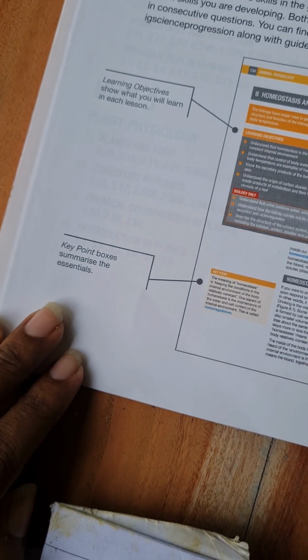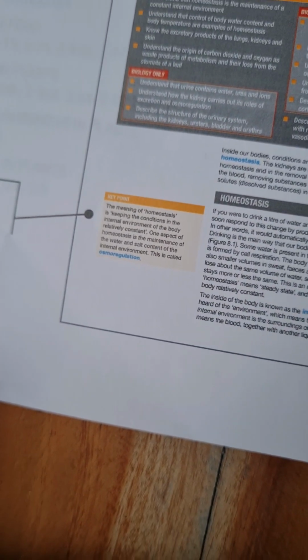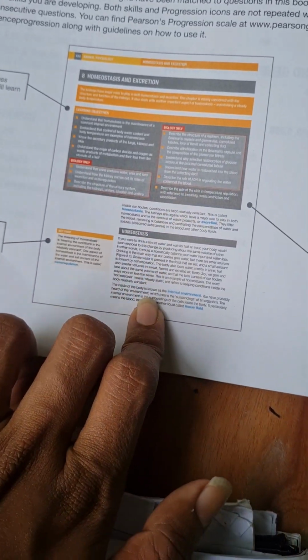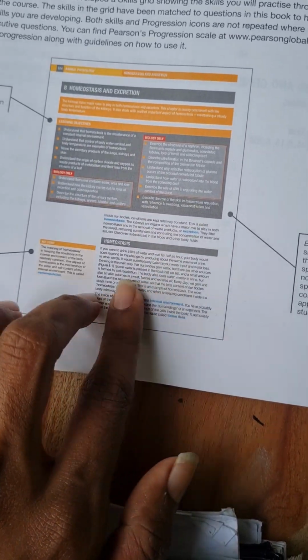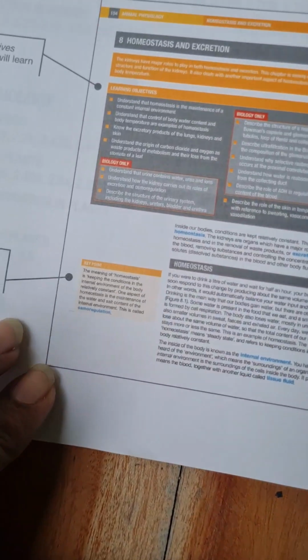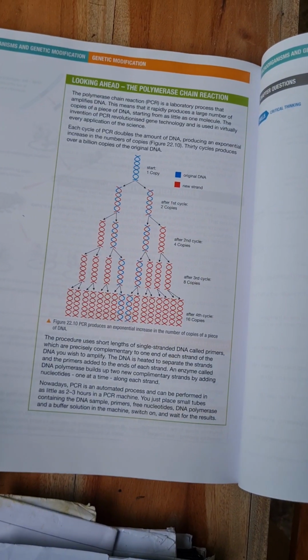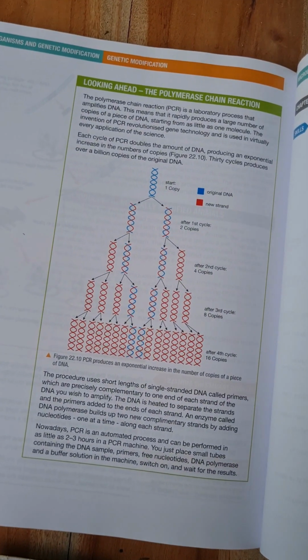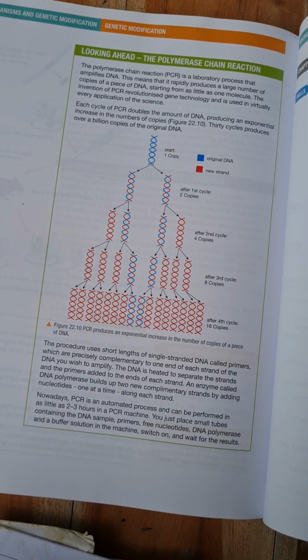So in key points, we can get some summaries when we have long paragraphs over here, some of it summarized in these key points. In some of the chapters you will have parts like this, that is called the looking ahead part, right?